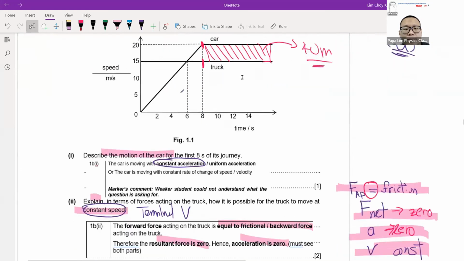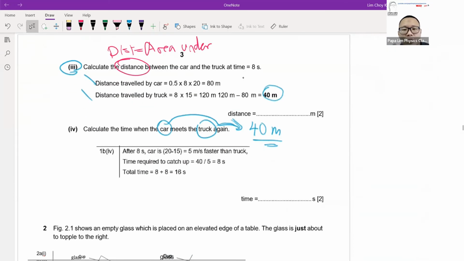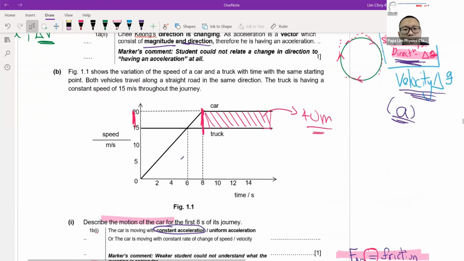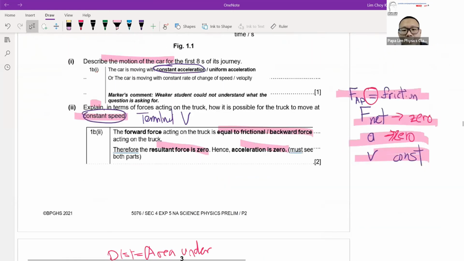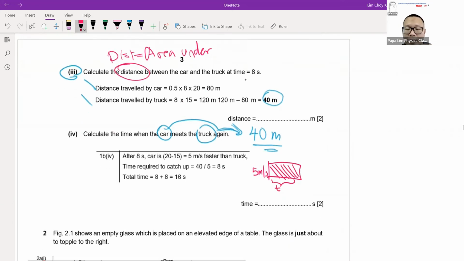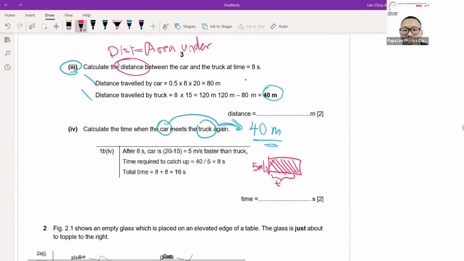And for this shape, the breadth of the shape, based on the graph here, is 5 meters per second. The time, I don't know yet, but I do know that the area for this shape will be 40 meters.